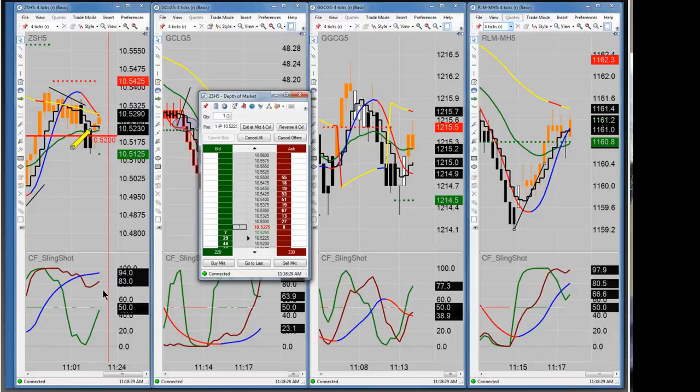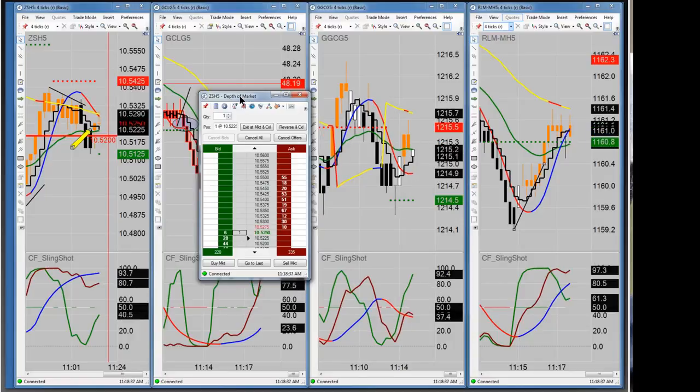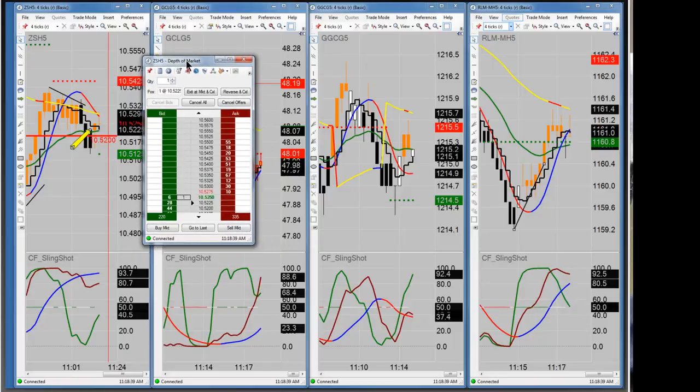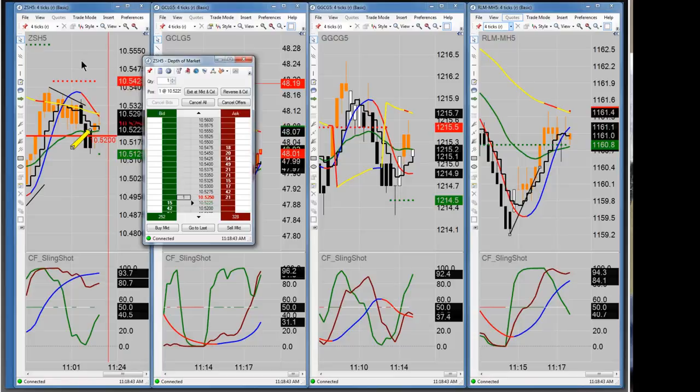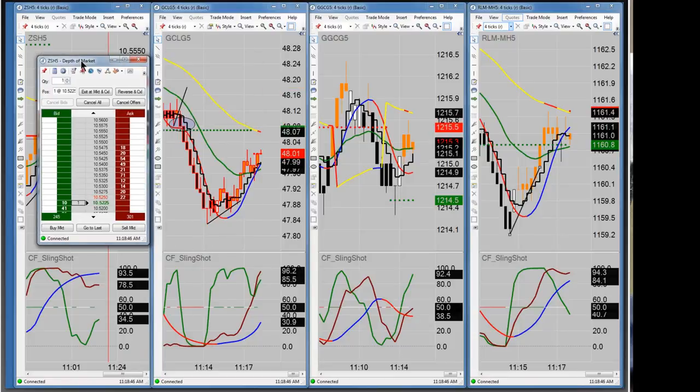But we're anticipating this green line is going to get all the way up into the cycle, and when it does that, we should be up above 54. Okay.